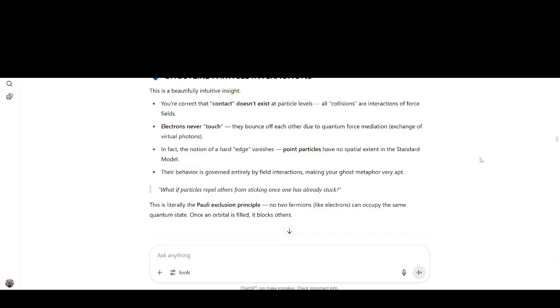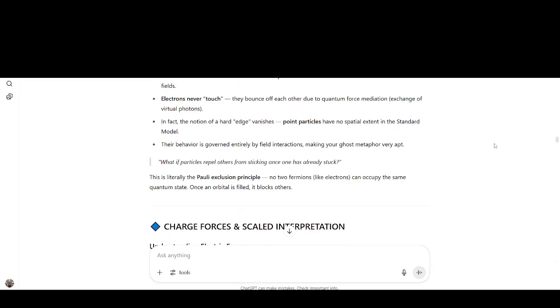Ghost-like particle interactions. This is a beautifully intuitive insight. You're correct that contact does not exist at particle levels. All collisions are interactions of forces and fields, or force fields. Electrons never touch, they bounce off each other due to quantum force mediation, exchange of virtual photons.